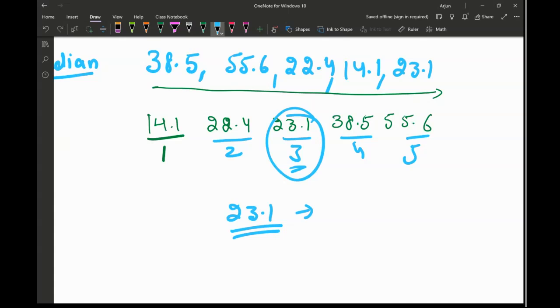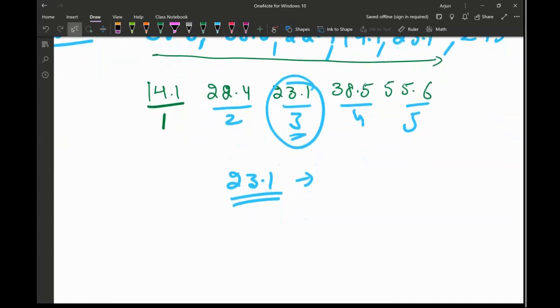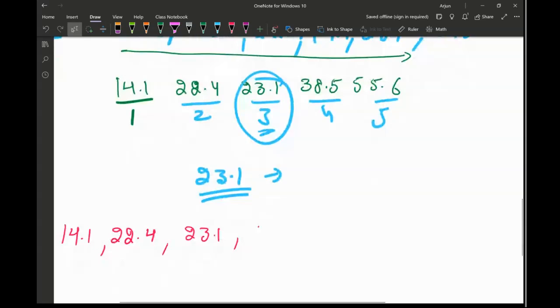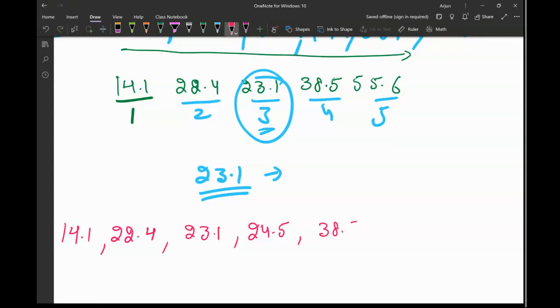You're going to say, Arjun, that's fine, because there were an odd number of terms, so there will always be a middle value. What if there are 6 terms? If I add one more term to this one, let's say I add here 24.5. Now there are 6 terms, so I will put them again in serial order. So 14.1, 22.4, and then the third number is 23.1, and then the fourth number is 24.5, and then the fifth number will become 38.5, and then the sixth number is 55.6.